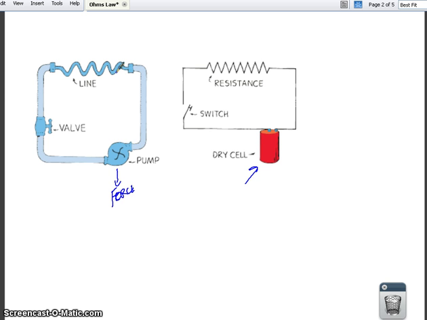So, if we have a stronger pump, we're going to have faster flowing water. Okay? So if we have a stronger pump, we have more current. So if V goes up, then I goes up. Okay, so V and I are directly related. V equals I times R.